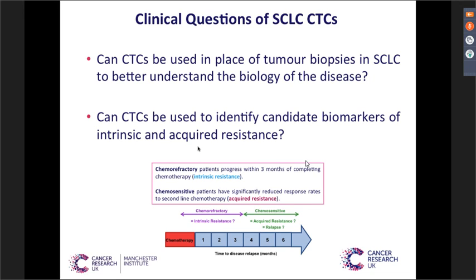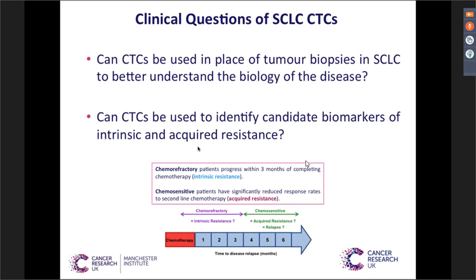Okay, so CTCs in small cell lung cancer. We're interested in a couple of clinical questions in small cell lung cancer. The problem with this disease is it's very difficult to get tumor biopsies. And so the first question we asked was, can we use CTCs in place of tumor biopsies to better understand the biology of the disease? Can we use CTCs basically as a surrogate tumor material? And if we isolate CTCs, can we actually molecularly characterize them and use them to potentially identify informative clinical biomarkers?